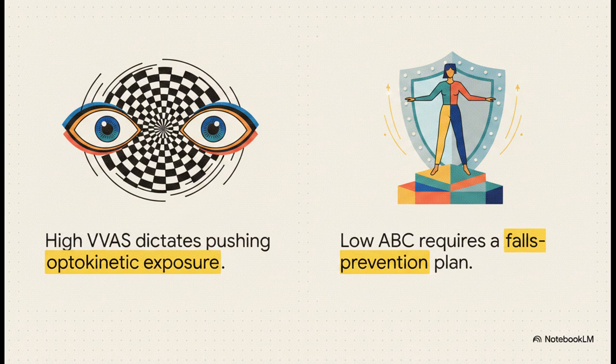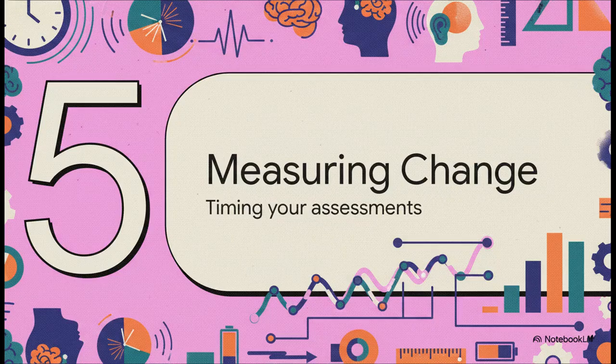On the flip side, what if a patient has a really low ABC confidence score, but their physical functional gait assessment is completely fine? You don't need to push their physical limits. You need to engineer a falls prevention plan and use graded community exposure to rebuild their psychological confidence. Makes sense, right? And finally, Section 5, measuring patient change and getting the timing of your assessments exactly right.